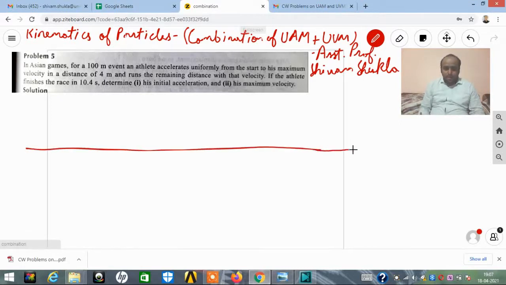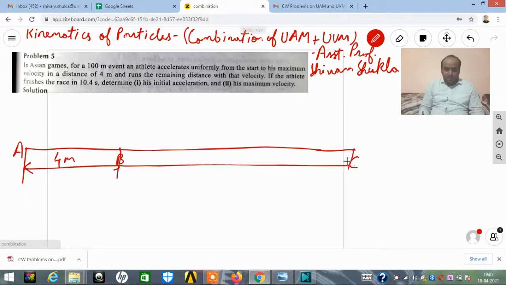So it's a motion diagram that we are drawing. Now I will be taking three positions, position A, position B over here and position C over here. Overall it is 100 meters. From A to B it is 4 meters, the first 4 meters, and from B to C it is the next 96 meters.